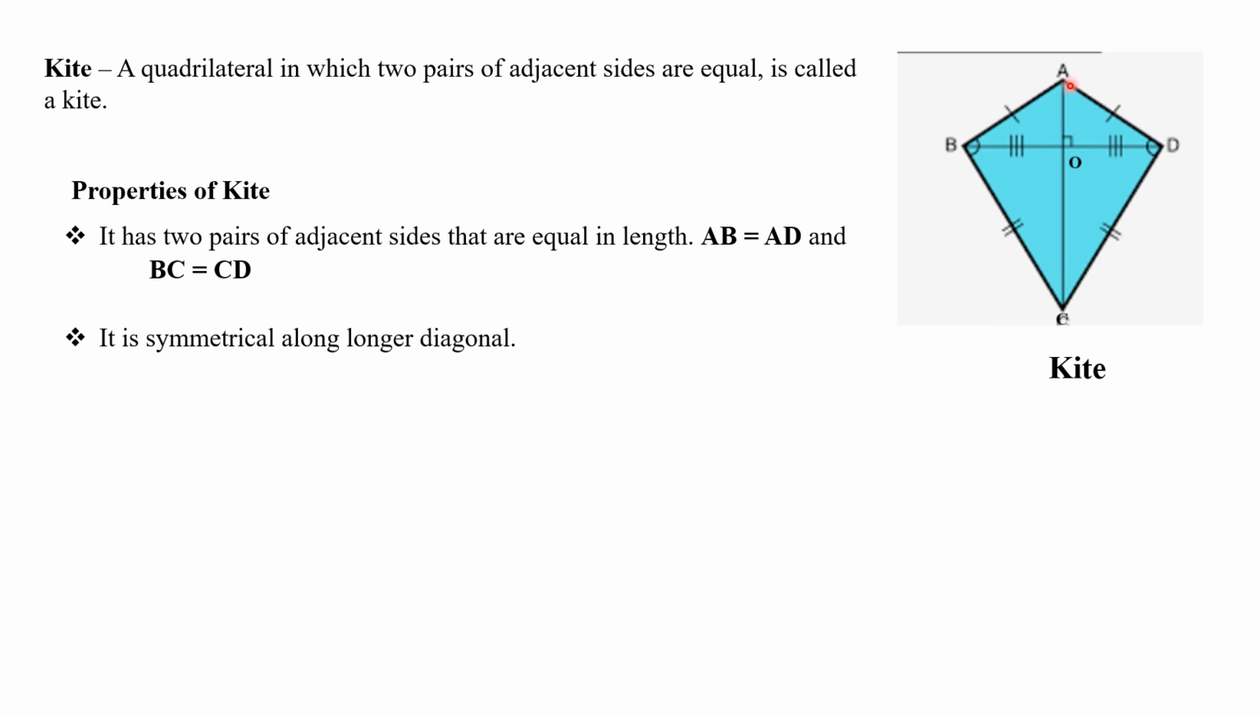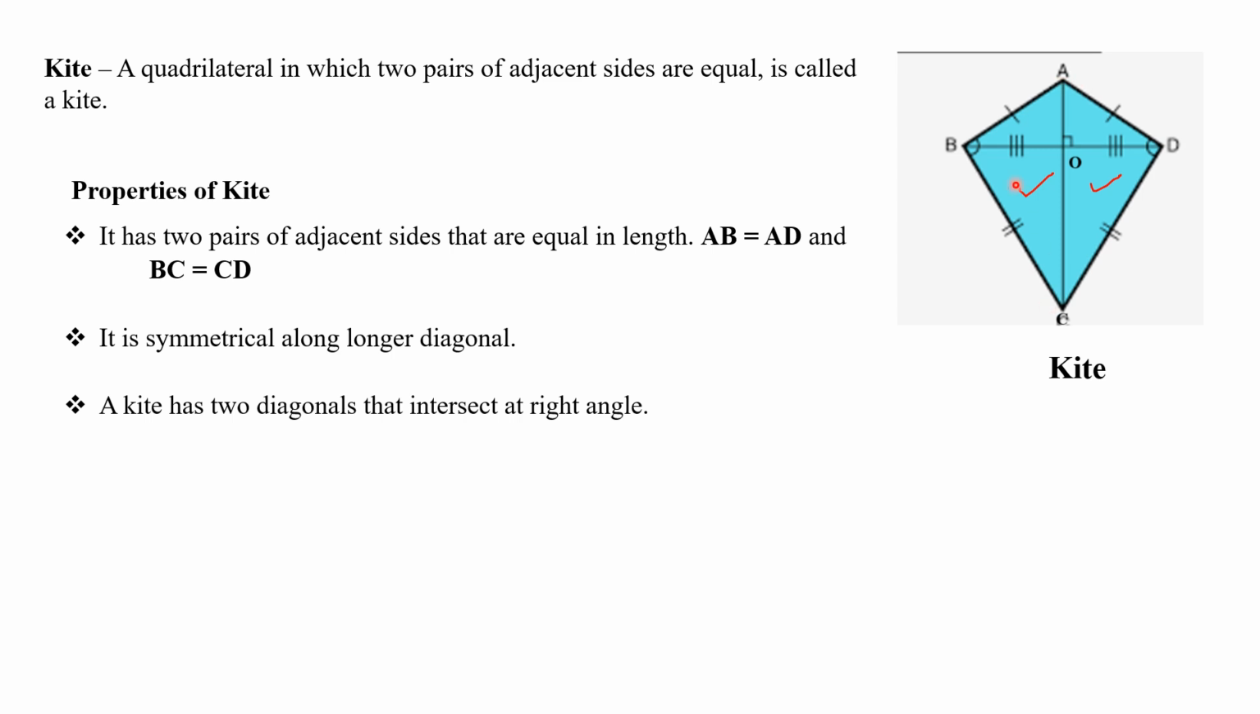Now, it is symmetrical along the longer diagonal. What does it mean? If you see there, it has two diagonals, AC and BD, and it is very clear that AC is the longer diagonal. So if you fold this kite along this diagonal AC, you will see that these two triangles will overlap each other. The triangle ABC and the triangle ADC will overlap, which means they have complete symmetry.